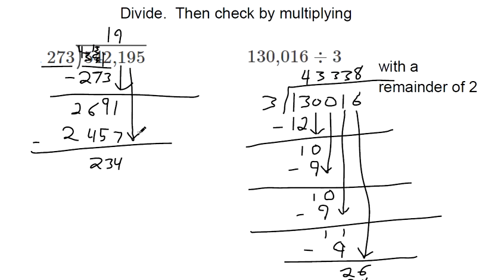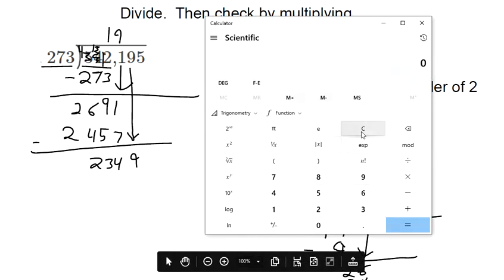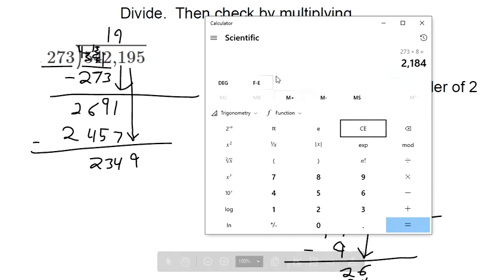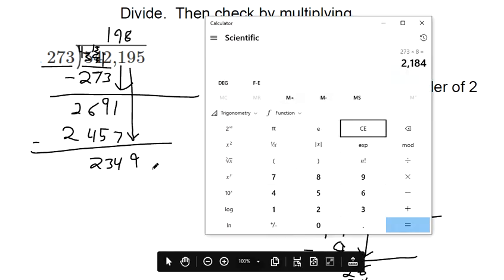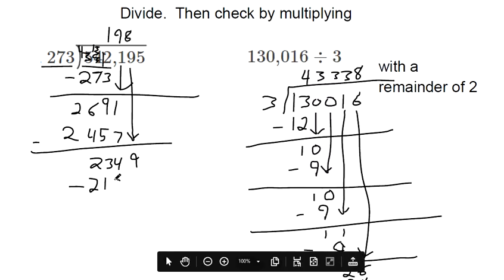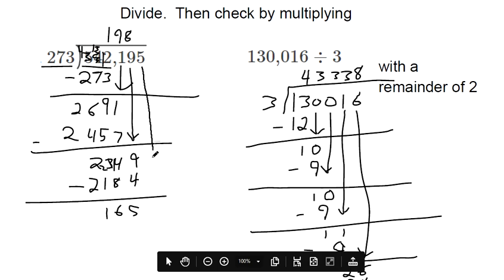Carry down the 9. And repeat the process. I think this is only going to fit in 8 times, right? 273 times 8. That's the winner right there. Because if you try to add another 273, it'll spill over. So we're going to put 8 up here and 2184 down here. So it gives us 5, 6, 165. But then we'll carry down the 5.